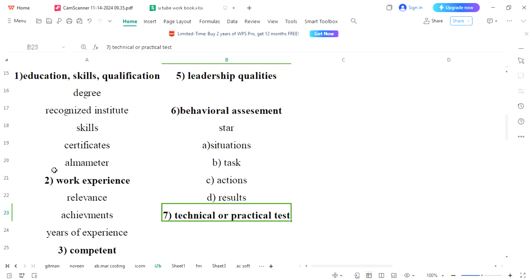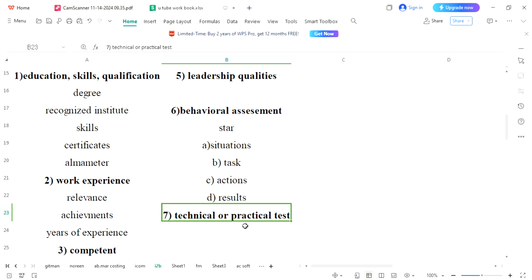Above, there are several things which are not predicting his practical skills. He has education, he has work experience, he might be considered competent, the person has leadership qualities, but now you will put something in front of him. You will give him some practical test.